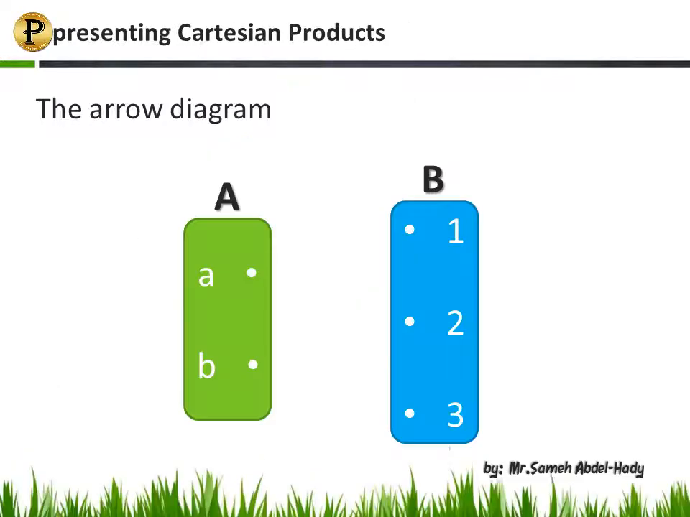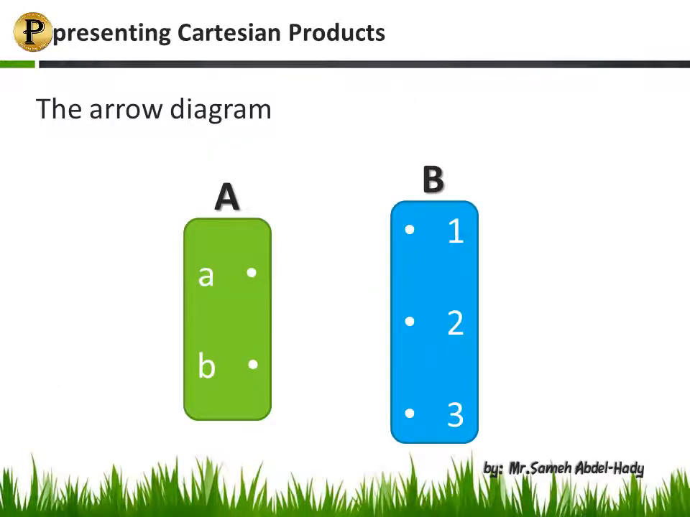Alright, now we want to represent Cartesian products. I have two ways to represent it in two diagrams. The first one is called the arrow diagram.